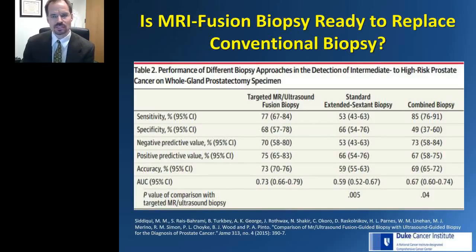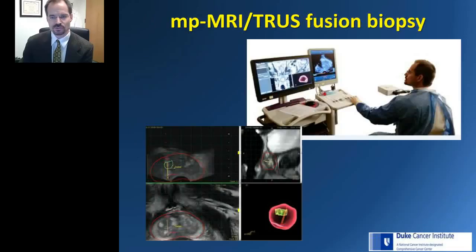This is Dr. Pinto and colleagues' group at the NIH reporting on their latest outcomes. This was published in JAMA this past year. And these authors showed that the sensitivity of the fusion biopsy technique was 77%. Now the question is, can we just do this fusion biopsy and replace the 12-core conventional biopsy? I don't think we're quite there yet. As you can see in the top right, when you combine fusion with standard biopsy, there's about an 85% sensitivity, so you do get a little bit extra sensitivity.